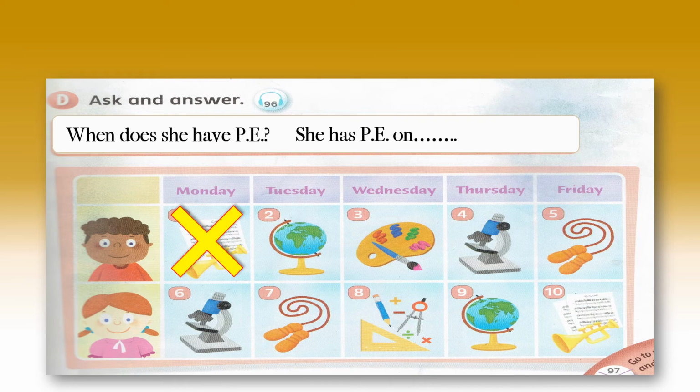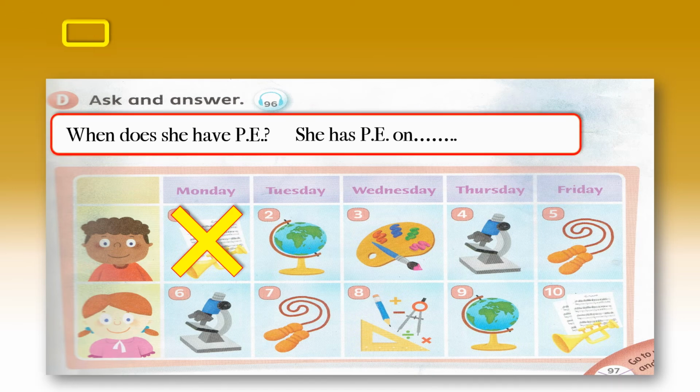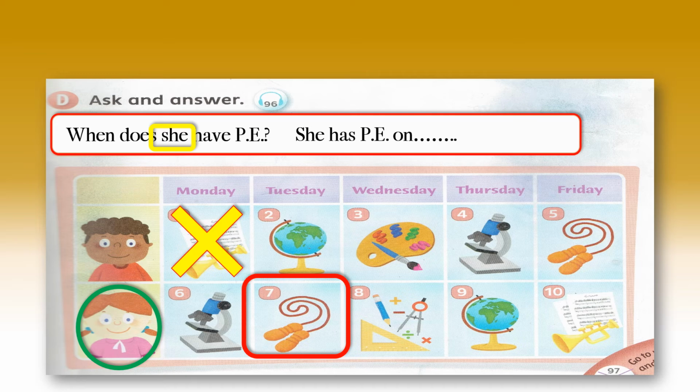Okay, next one. When does she have PE? So we're talking about she. So we know it is the girl. Can you see PE for this girl? When does she have PE? She has PE on Tuesday. That's right. When does she have PE? She has PE on Tuesday.